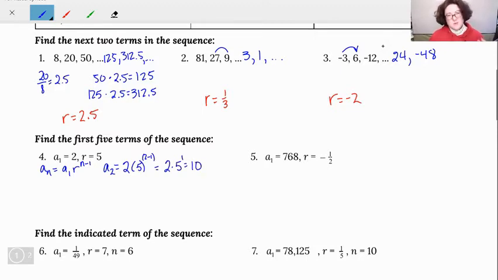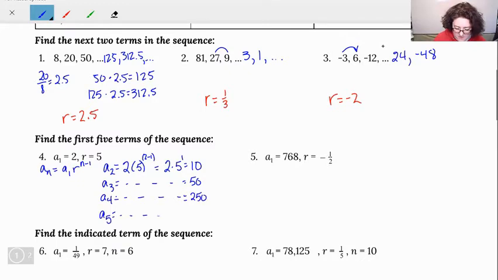But again, you don't have to go through that formula. If we just have a few values to find, let's just multiply through by our common ratio. So times 5, so a sub 3 would be 10 times 5, which would give us 50. A sub 4, that's 50 times 5, so that's going to give us 250. And then a sub 5, again, 250 times 5, that would give us 1250.